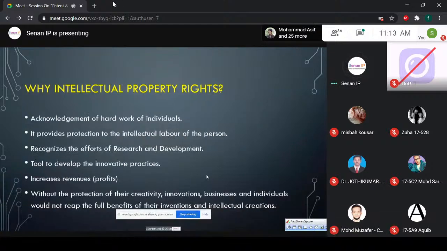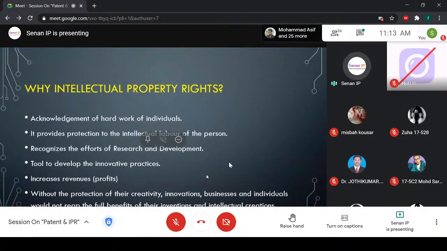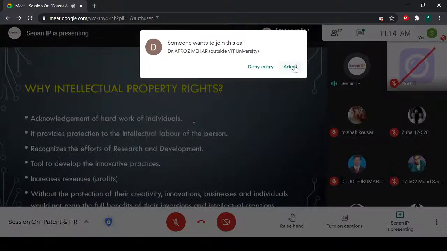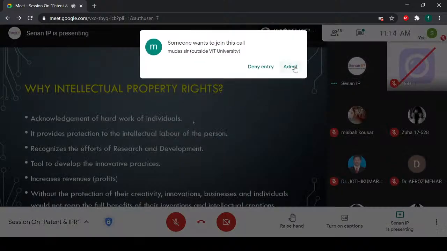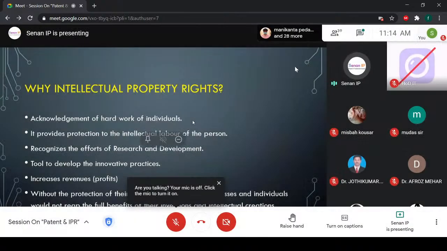First of all, why are intellectual property rights needed? Why does a person need to file an intellectual property application to get the rights? First, acknowledgement of the hard work of an individual. If someone has done hard work over a particular thing, how will he get the reward? By filing for intellectual property rights, he can get the reward. They provide protection to the intellectual labor of the person.